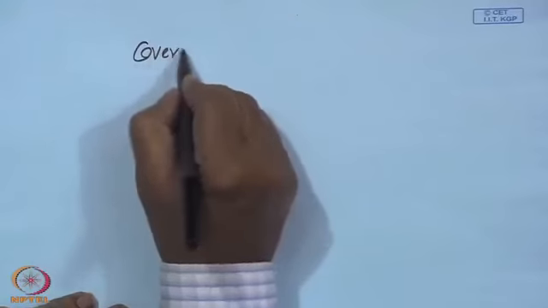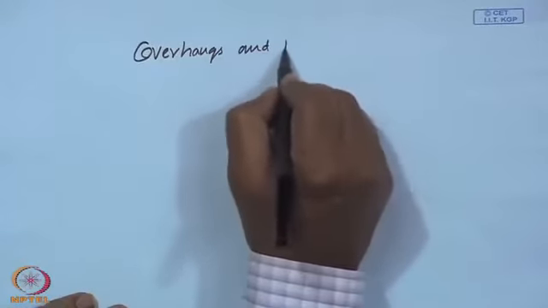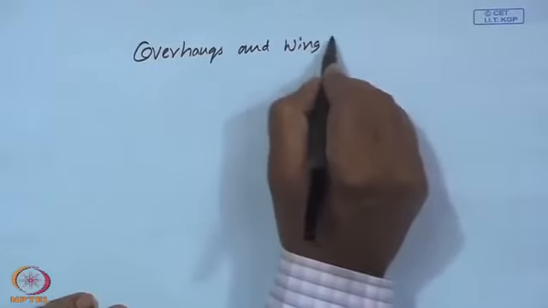So, we were considering the passive architecture, and we considered a number of devices like solar cookers, solar stills, etc. And then we also were considering the so-called overhangs and wing walls.